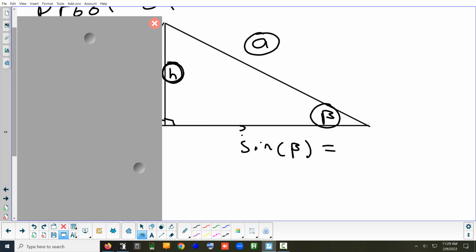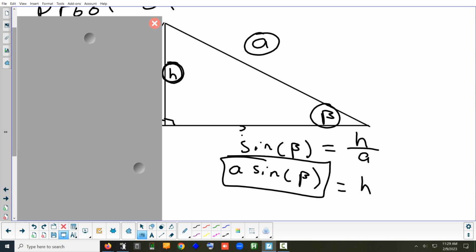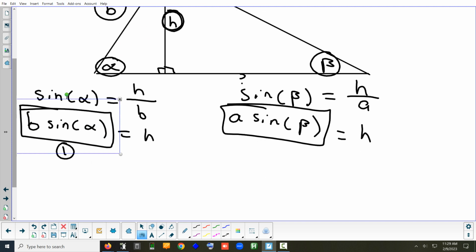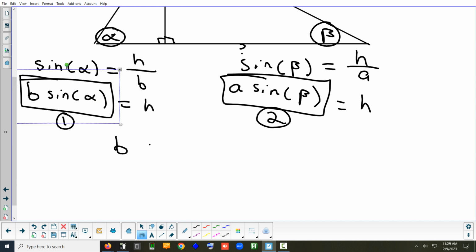What's the sine of beta equal to here? H over A. So what is H? A sine beta. So there is another formula that calculates the height of that triangle. Same height as the first one. So what do you know about box 1 and box 2? They're equal. So B sine alpha equals A sine beta.